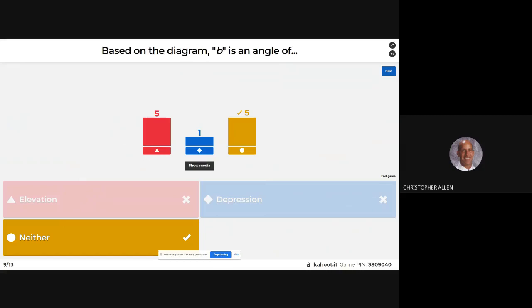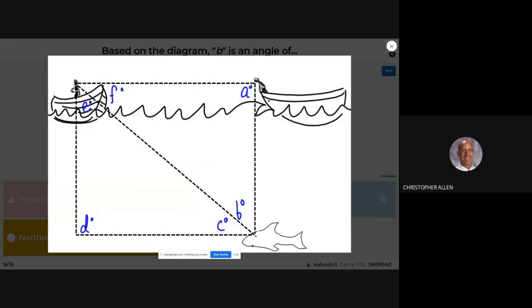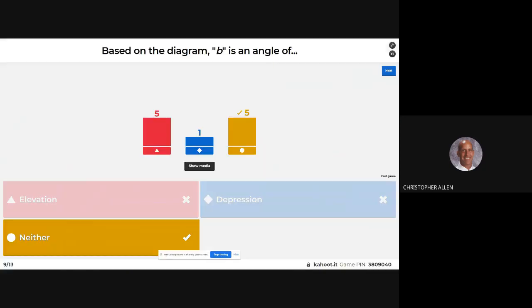Okay, it's neither, guys. Angle B here, it's not with horizontal. Now, angle C would be something, but angle B is not because it doesn't have that horizontal side, right? It has a vertical line and it has this angle line, but it doesn't have a horizontal.